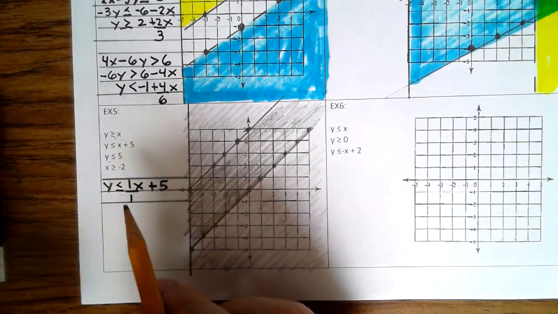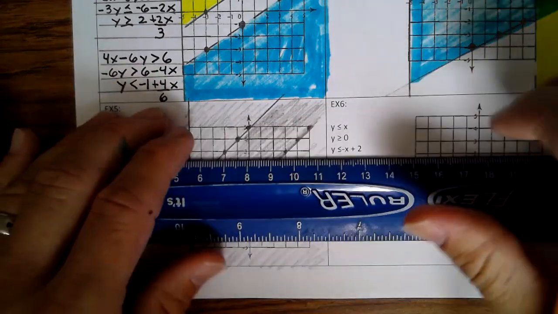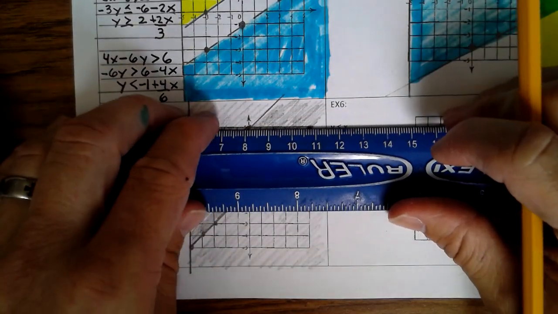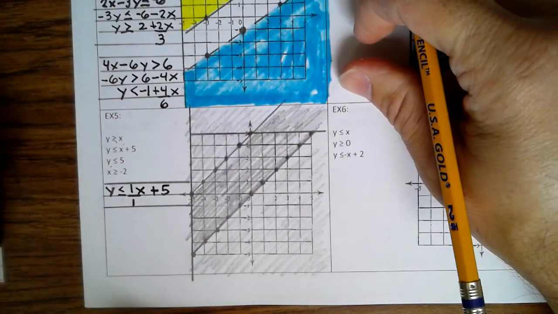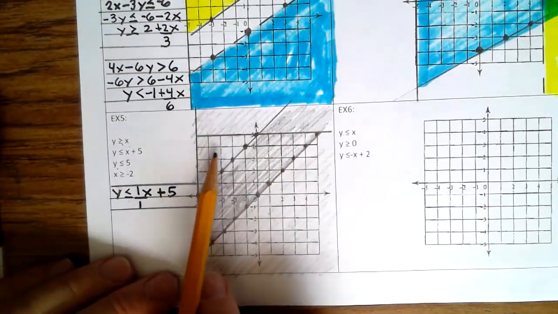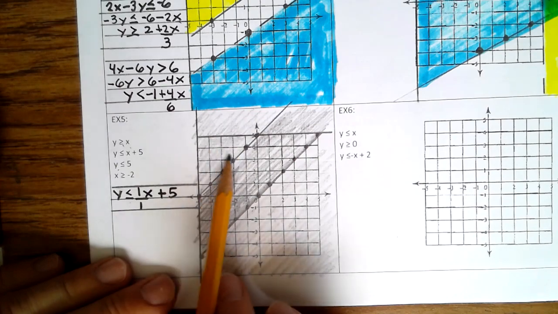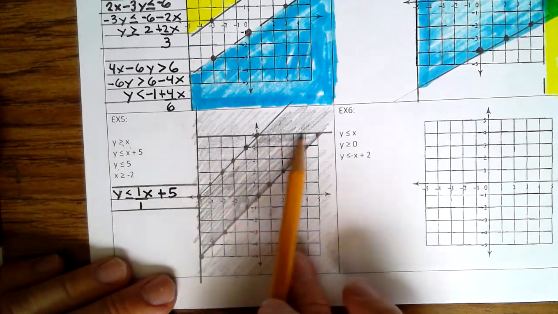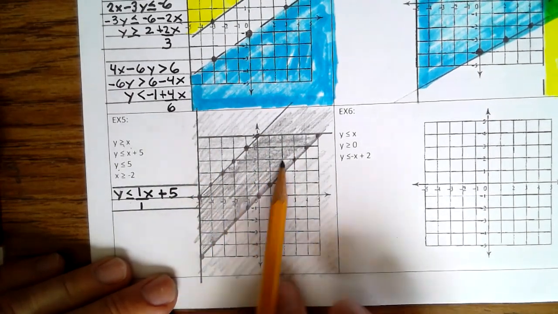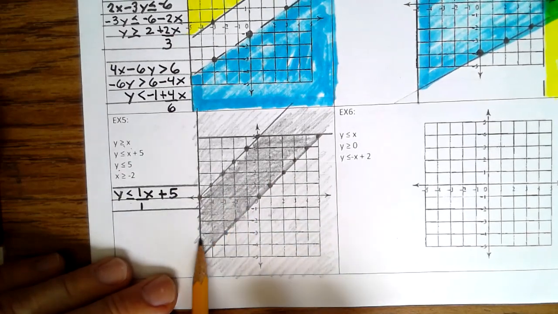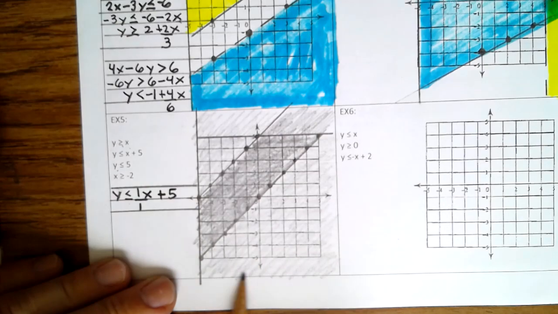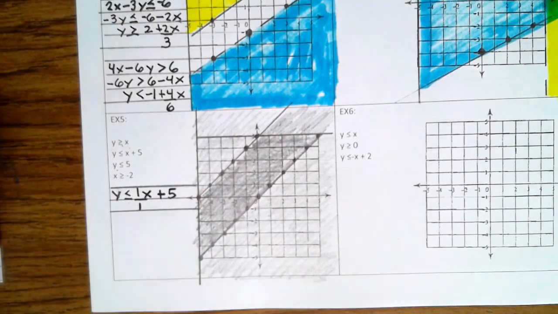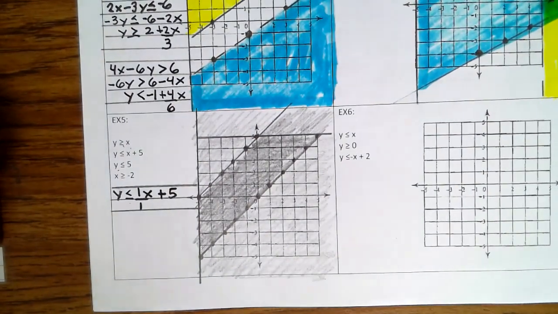Now, y is less than 5. That's a horizontal line at 5. And it's less than, so we're shading below. Now, this overlapping region gets darker, but this region is overlapped again, so it gets even darker. And then this region gets a little darker because it overlaps. This is the reason it keeps getting darker, because it's overlapping.